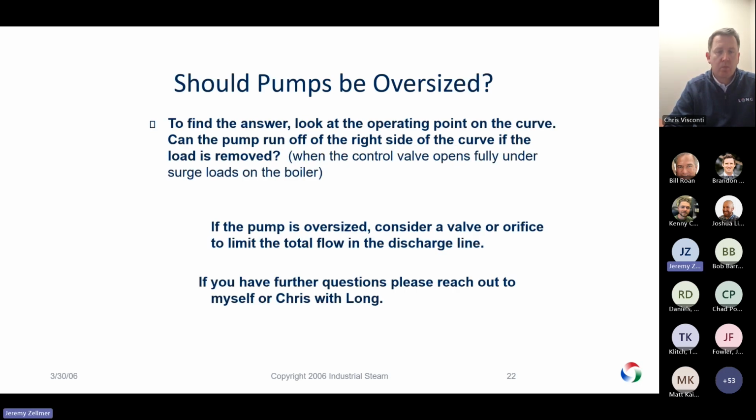Should pumps be oversized? Find the answer by looking at the operating point on the curve. Can the pump run off the right side of the curve if the load is removed when the boiler valve fully opens under surge loads on the boiler? If the pump is oversized, consider a valve or orifice to limit the charge on the discharge line.